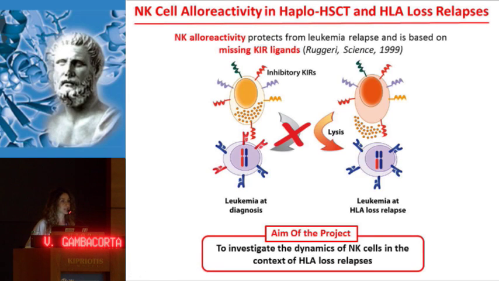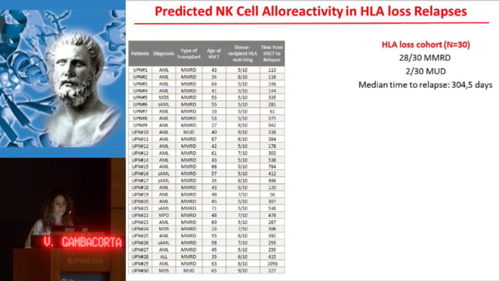Thus, the aim of this study was to investigate the NK cell dynamics in this very peculiar context and understand why NK cells alone are not able to prevent or control the occurrence of HLA loss relapses. We analyzed the complete series of HLA loss relapses documented in our center, now counting a total of 30 cases. Most of them are patients suffering from myeloid malignancies who underwent haploidentical transplantation. But as you can see, there is also a case of ALL and 2 cases of HLA loss relapses after partially incompatible unrelated donor transplant.